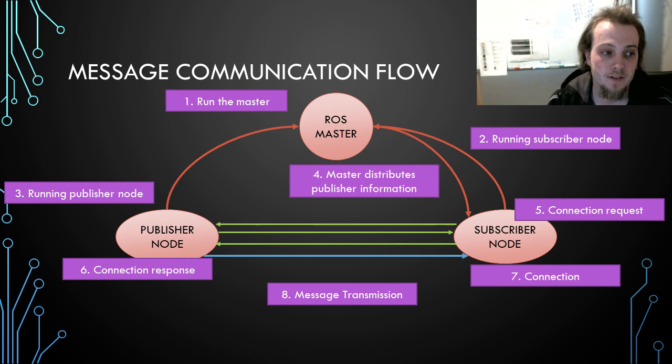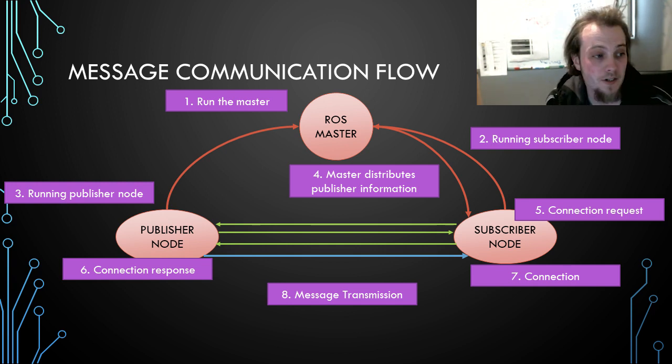After this, we can get the information from the publisher node to the subscriber node via a topic, and this is just our message transmission. Because this is a topic, it will stream constantly, and it is only one-way communication.